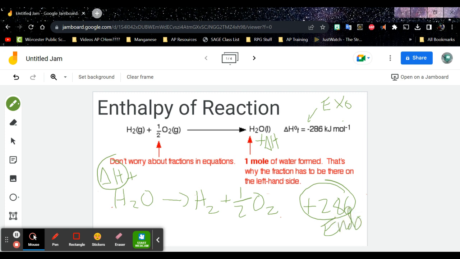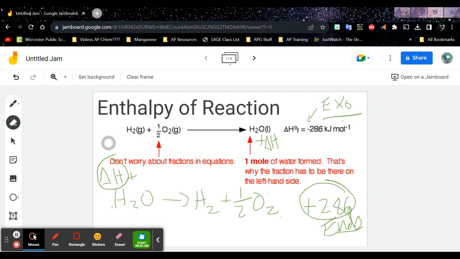So when we have tables of these reactions, we don't need to have both of these values put in there because the reverse will always be the same as the forward, just with a negative or positive sign. If it's negative, it's exo. If it's positive, it's endo.